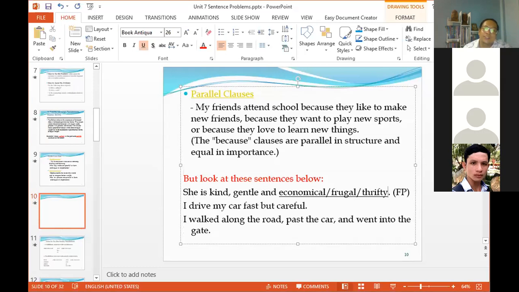Okay. So this is about the way we can change, you see. So this is no more mistake. It is a parallel sentence, not faulty parallelism.